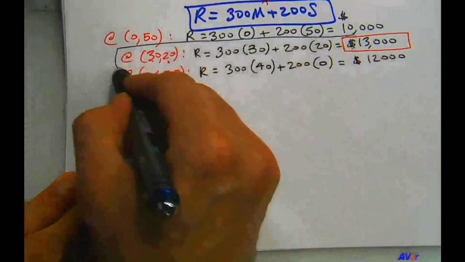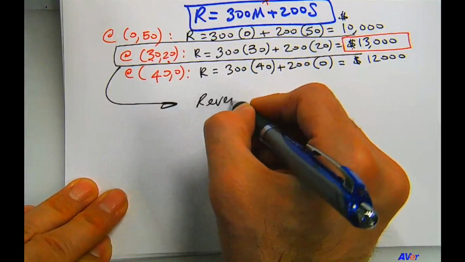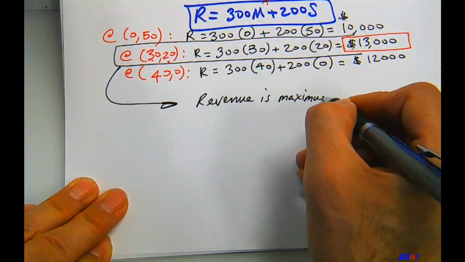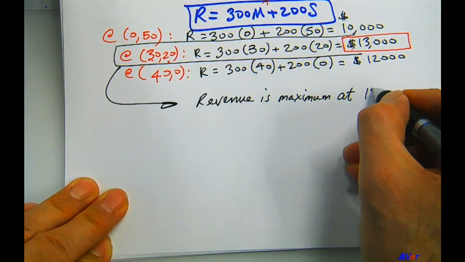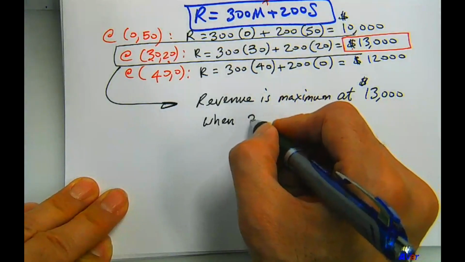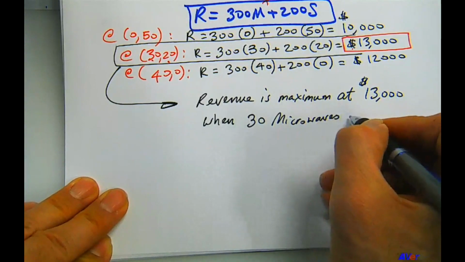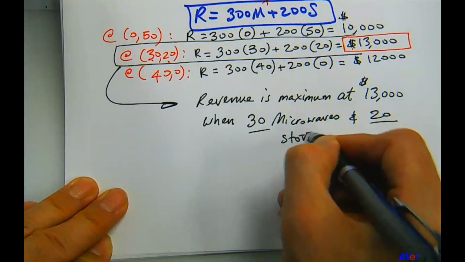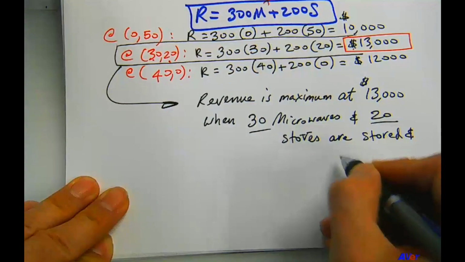Okay, so we can write that conclusion. So that's basically clear right there. But we can add that the revenue is maximized at $13,000 when 30 microwaves and 20 stoves are stored and sold.